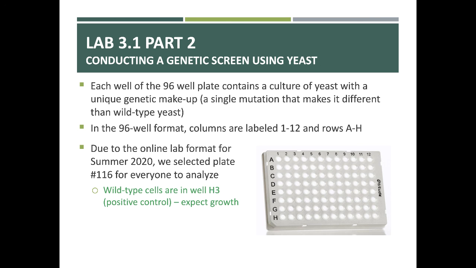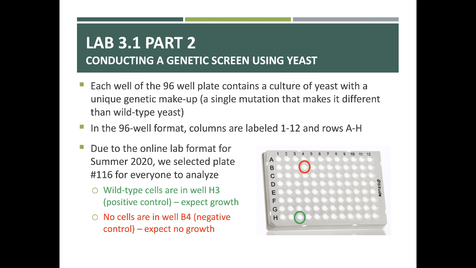As I said before, we have two controls. Wild type cells are in well H3 of every plate. It's H3, and so we would expect growth from this well here. So we call that the positive control. Now no cells are in B4, so that's our negative control.